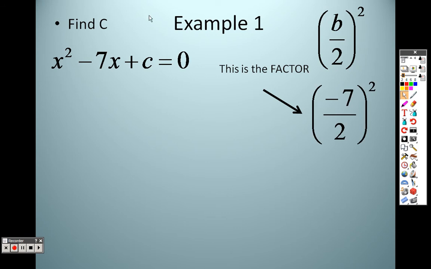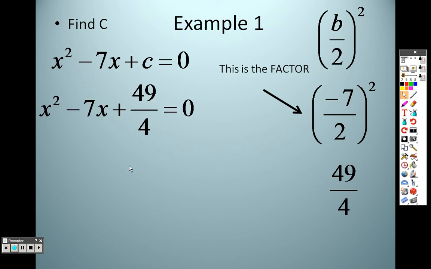So to figure out what that factor is, I take whatever my B is, which is negative 7, and I plug it in. So I have negative 7 over 2. Well, you take that squared through to both items. So negative 7 squared is 49 and 2 squared is 4. So that's what C is. I just found what C is. So when you go to factor, this is actually pretty simple.